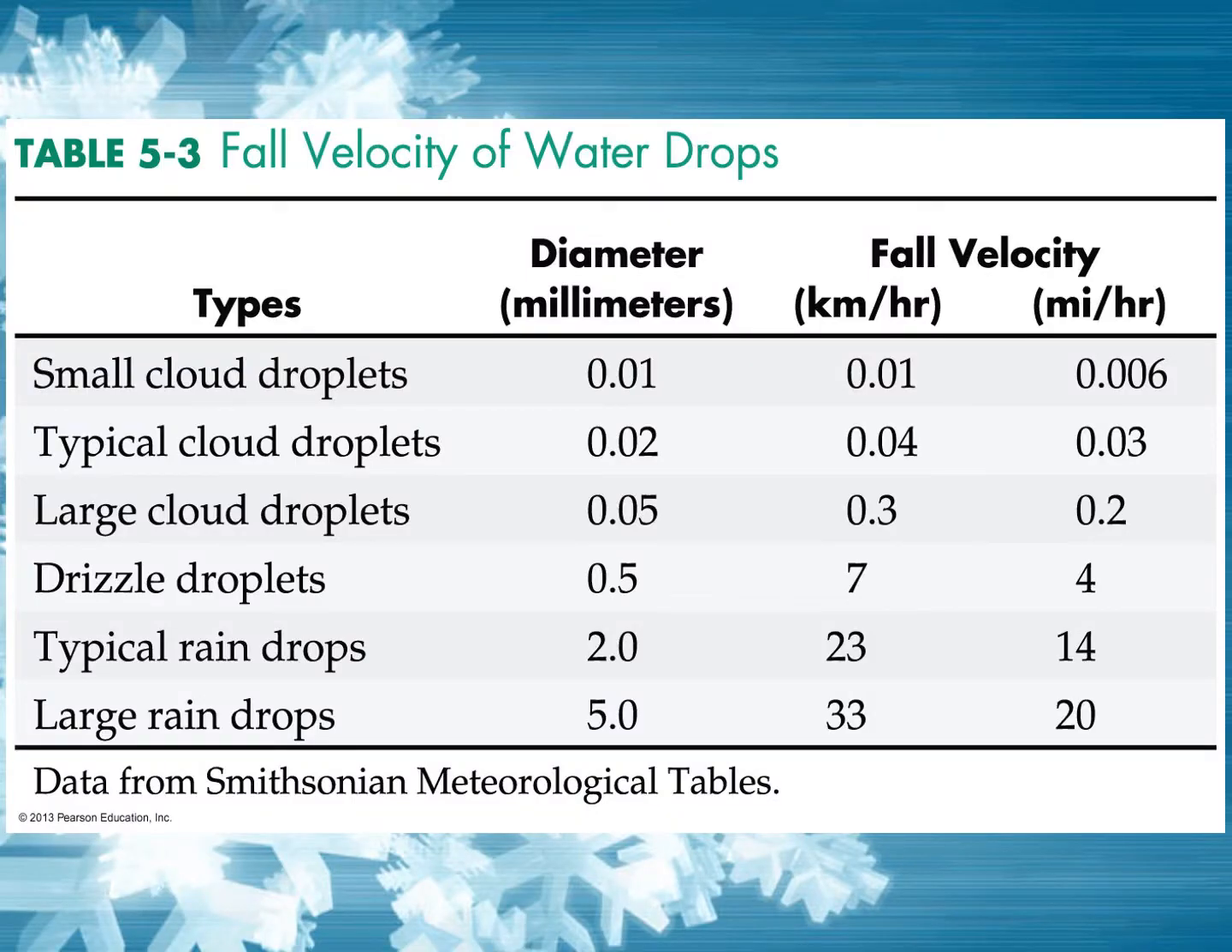Okay, this is a neat table here. It's showing the velocity of falling raindrops based on their diameter. So as you can see, as the raindrops grow larger, they're going to fall at a higher rate. They're also going to have a better chance of hitting the ground without evaporating first.